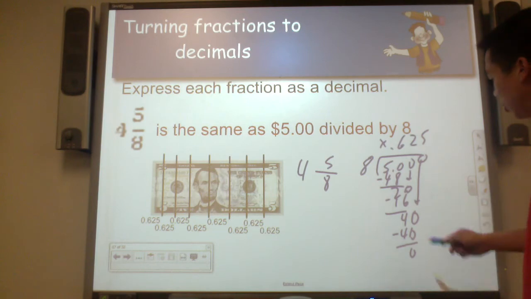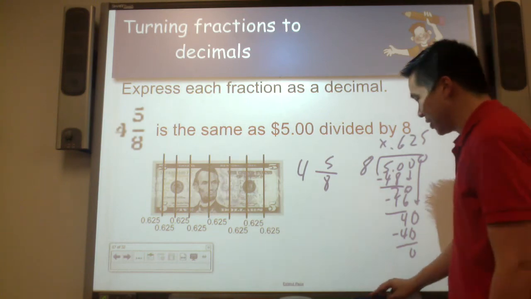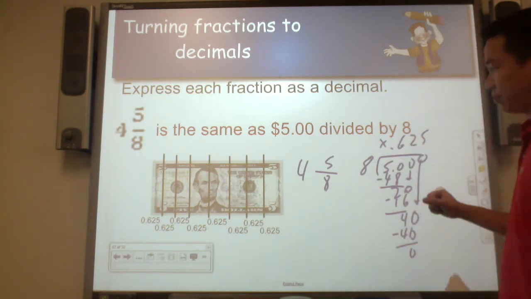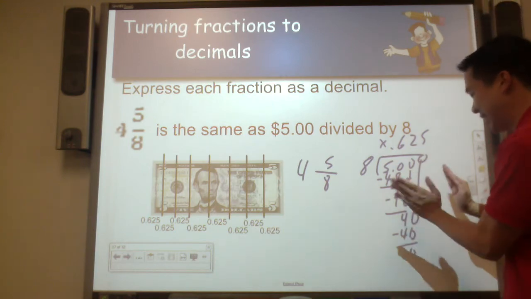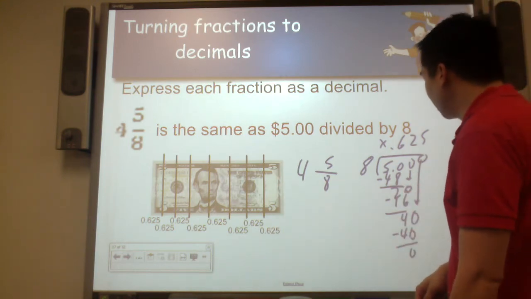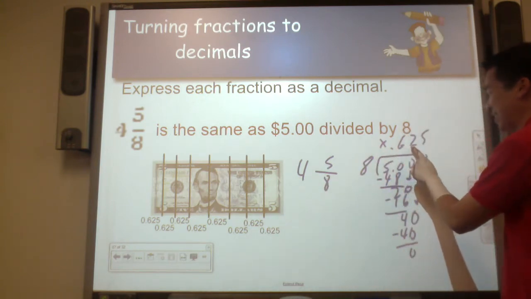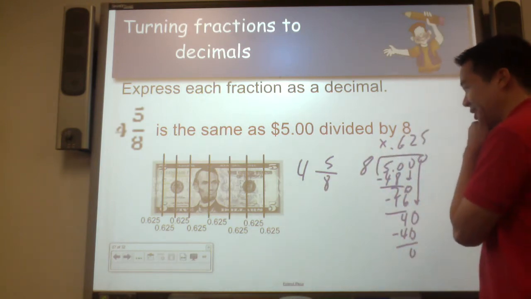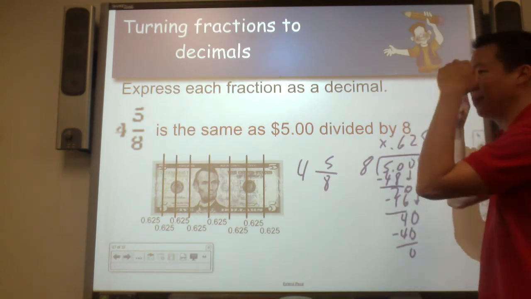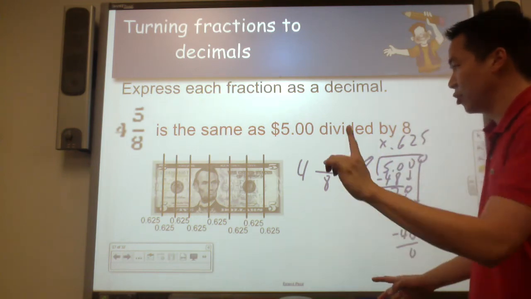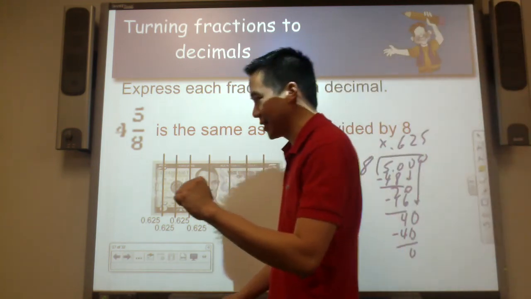So it's 0.625000. That is not repeating. Nothing repeats. It terminates. It stops. So this is our decimal. 5/8 is the same as 625 thousandths. A lot of kids stop and say, I'm done. The answer is 0.625. Ooh, hold up for a few seconds.